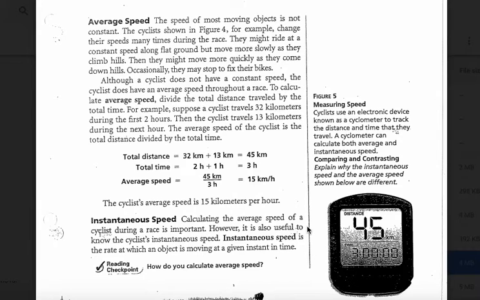Calculating the average speed of a cyclist during a race is important. However, it is also useful to know the cyclist's instantaneous speed. Instantaneous speed is the rate at which an object is moving at a given instant in time.